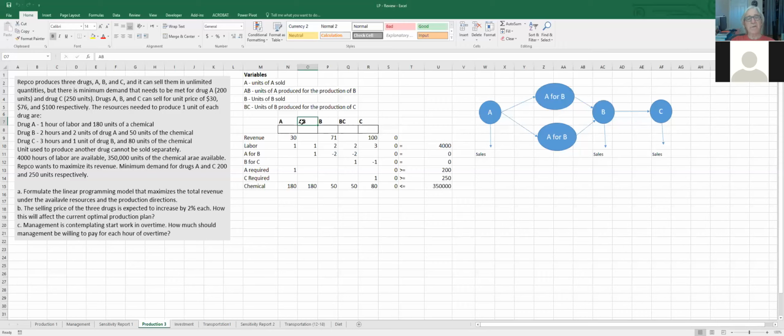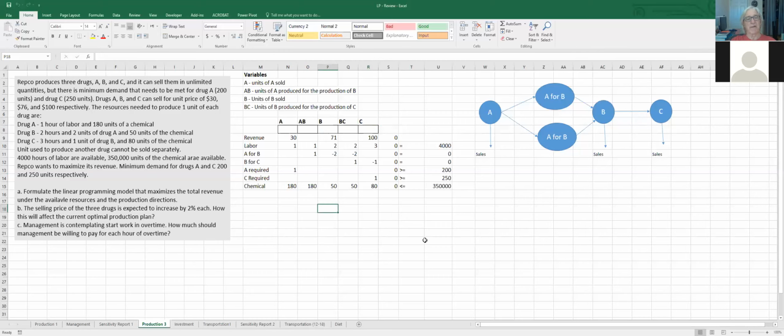So AB is a variable that represents how many units of A you are shipping in order to produce the B drug. Then B is what you produce of the B to sell as B. And BC is how many you ship to the C department. So this is the total amount of A you produce. This is the total amount of B you produce. And C is C, standalone. But you have to come up with these relationships.